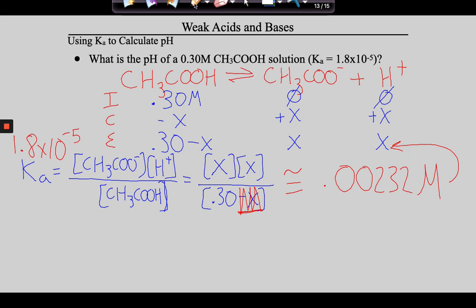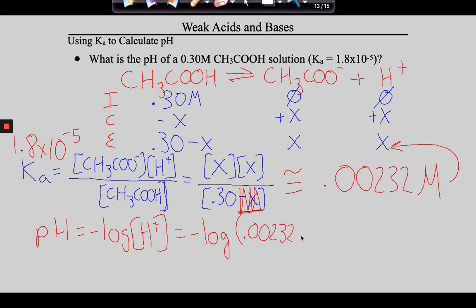So guys, now let's answer the question. What are we solving for? pH. So pH is equal to the negative log of hydrogen ion, which is equal to the negative log of 0.00232. Take the log of 0.00232, change the sign, and we get 2.63.